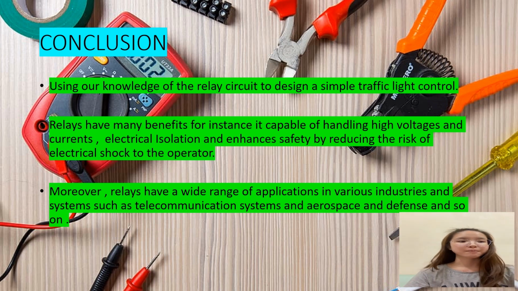Let me make some explanation for electrical isolation between the control circuit and the load. Relay will protect the control circuitry from potentially damaging conditions or high current surges present in the load. Moreover, relay has a wide range of applications in various industries and systems, such as telecommunication systems and aerospace and defense and so on. From all of that, it shows that relay plays an important role in our life.